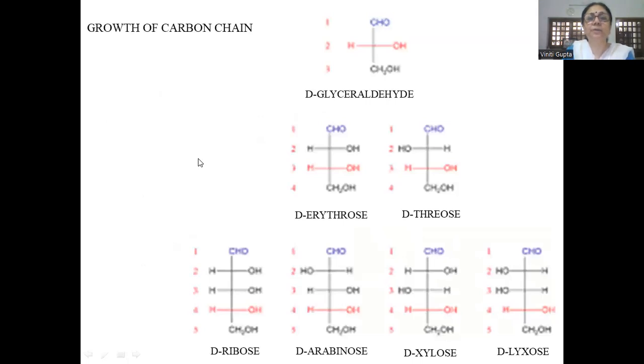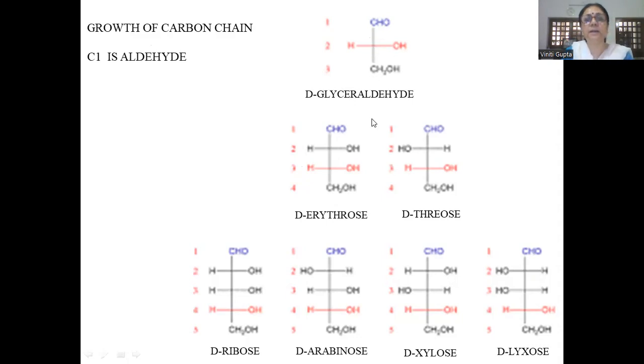Now, first thing I have to tell you is that we can grow the carbon chain. The slide is not very clear, but you will still understand that these are three carbon atoms, 1, 2, and 3. Now, if we have to grow the carbon chain, we have to make it 4. Then we have to ensure that carbon 1 is an aldehyde. So the chain will grow from the second carbon atom.